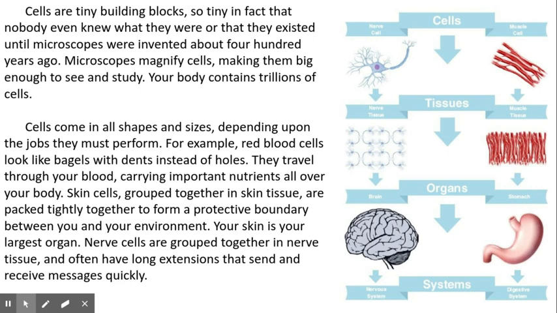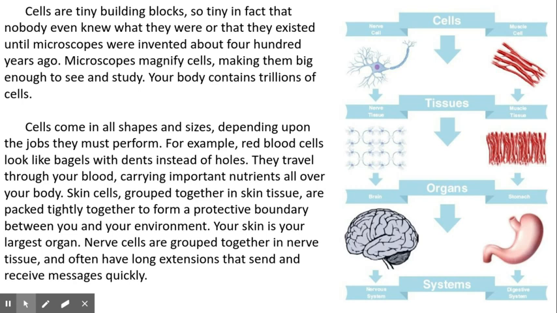Cells come in all shapes and sizes, depending upon the jobs they must perform. For example, red blood cells look like bagels with dents instead of holes. They travel through your blood, carrying important nutrients all over your body. Skin cells, grouped together in skin tissue, are packed tightly together to form a protective boundary between you and your environment. Your skin is your largest organ.